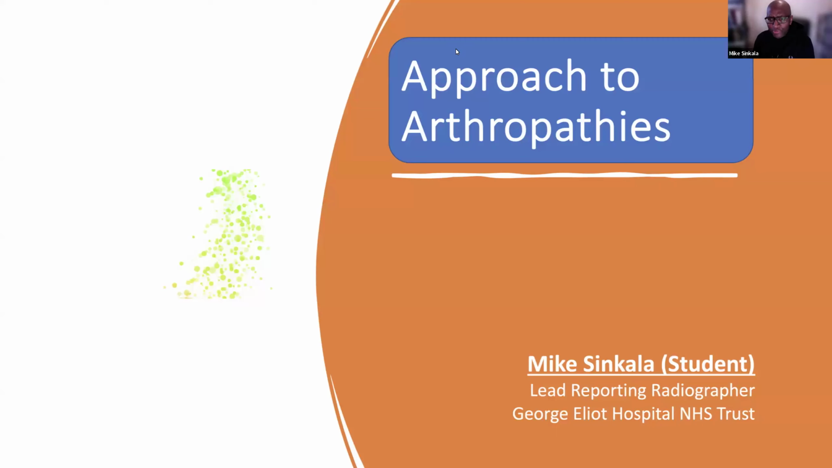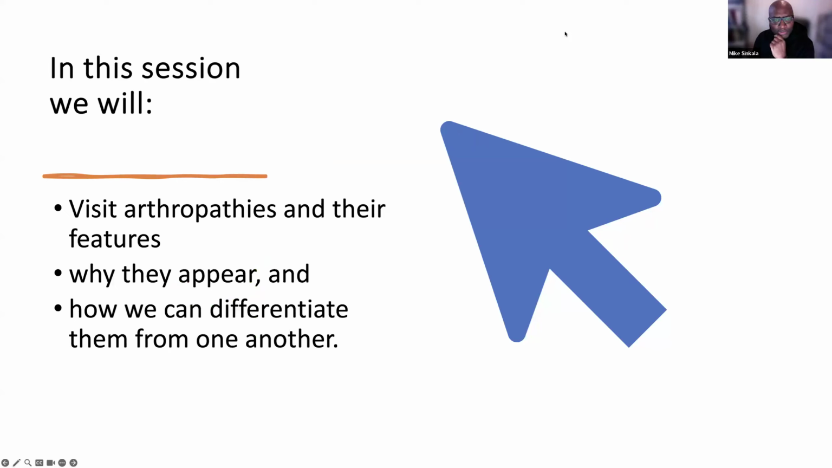Today, we're going to present a talk about approaches to arthropathies. Arthropathies can also be called arthritides or different types of arthritis. There are so many types of arthritis which we're possibly going to talk about. To begin with, this presentation is going to look at arthropathies and their features, why they appear, and how we can differentiate them from one another.